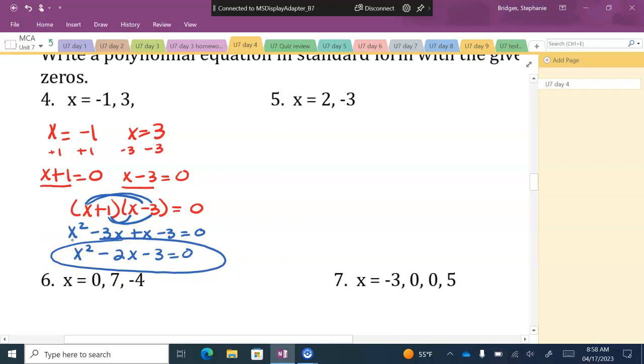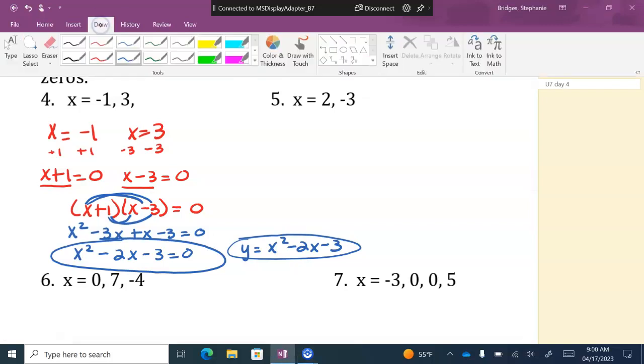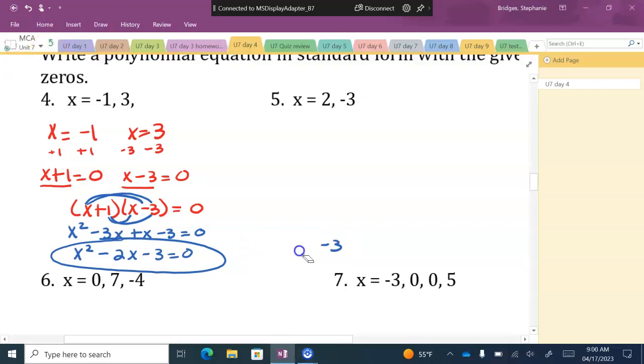Again, you could also, instead of writing it like that, write it as y equals x squared minus 2x minus 3. Because remember when we were finding our zeros, we took the y out and put a 0 in. I don't care which way you write it, as long as there's an equal sign and it's an equation. Does that make a little bit of sense? All right, go ahead and try 5 then.